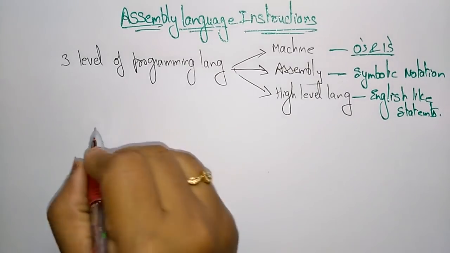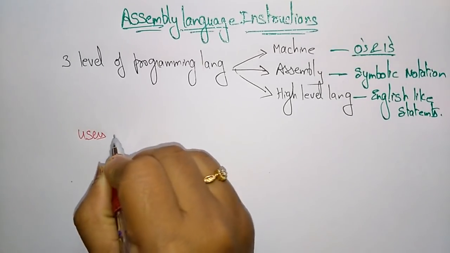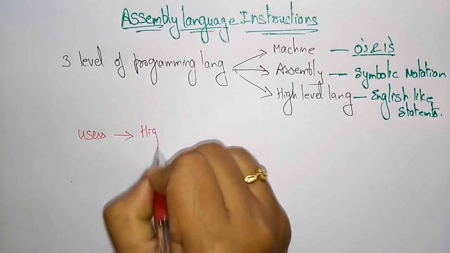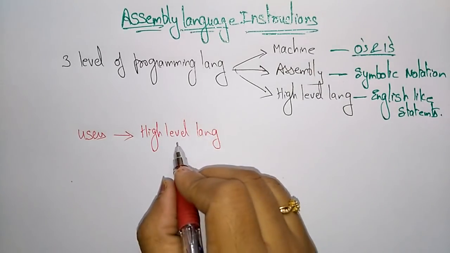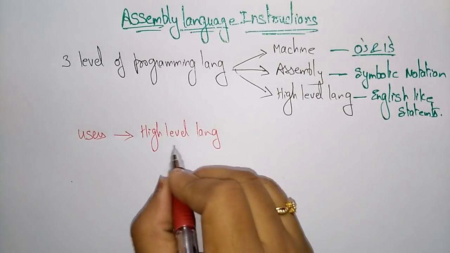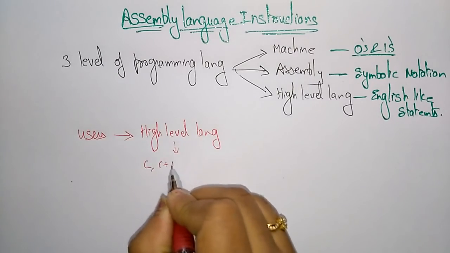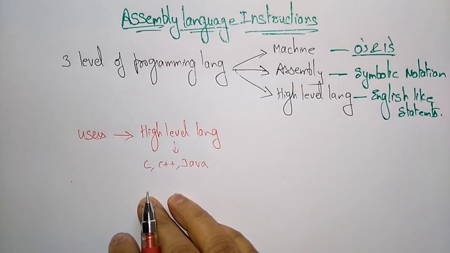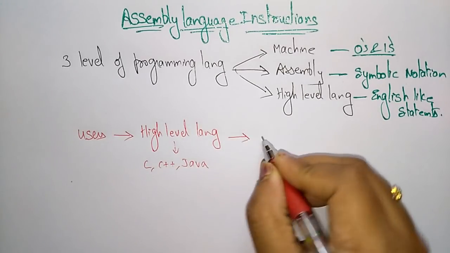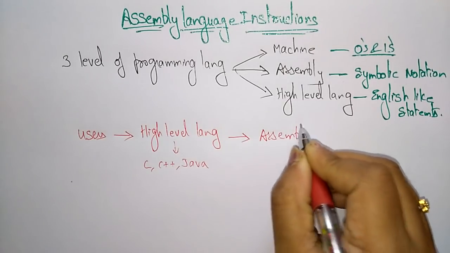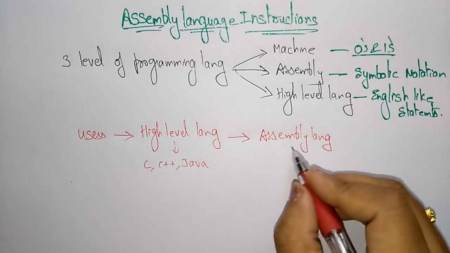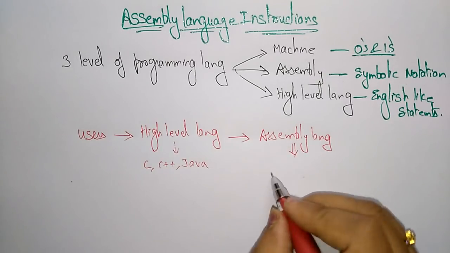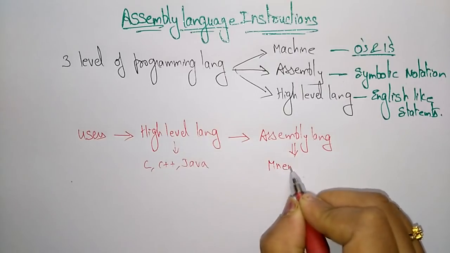So first the user writes in the form of high level language. We understand only the high level language. The user writes high level language programs like C, C++, Java, like that. So the high level language is converted into assembly language. Assembly language is also understood by the user, meaning it is not just like simple English language, it is just like symbolic notations. It uses mnemonic codes.